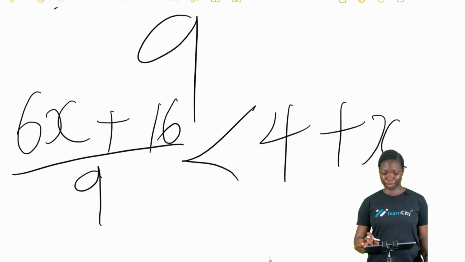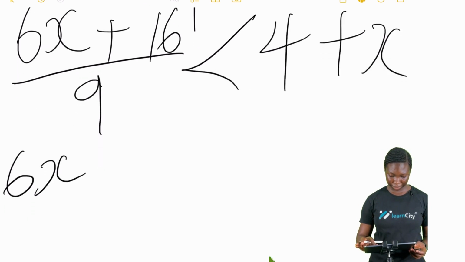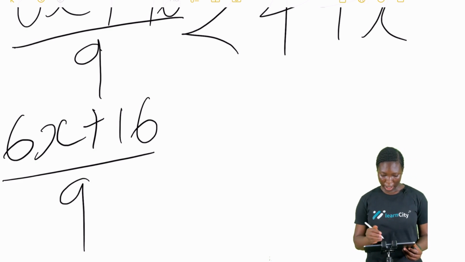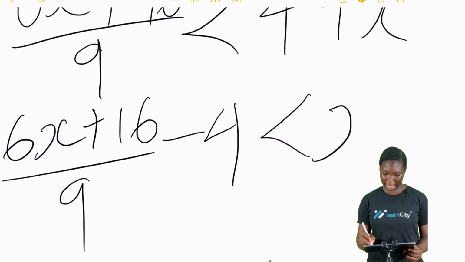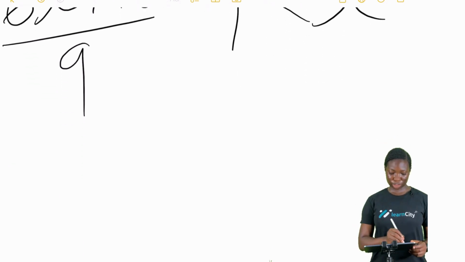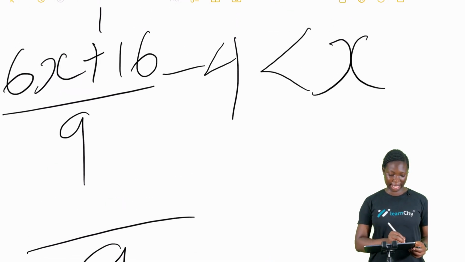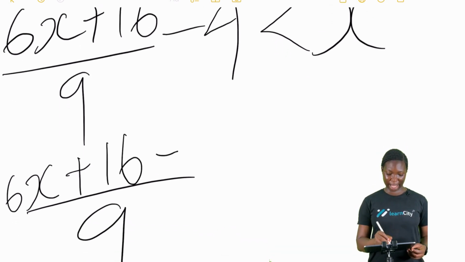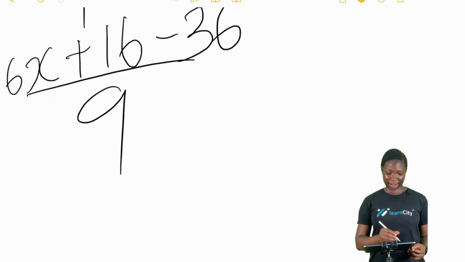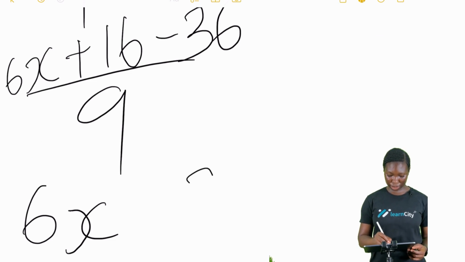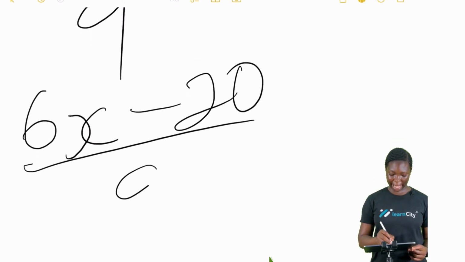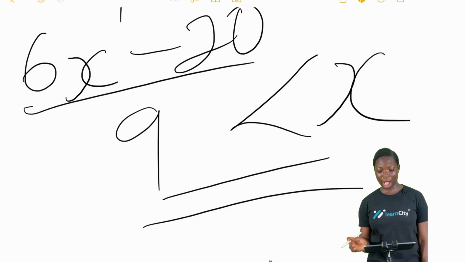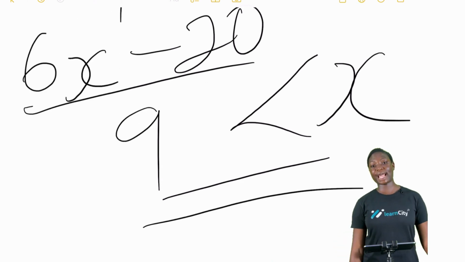So we subtract 4 from both sides. So we have 6x plus 16 over 9 minus 4 less than x. So here we have 9, we have 6x plus 16, and we have minus 36. So we have 6x minus 20 over 9 is now less than x. So this is our answer. We have 6x minus 20 over 9 less than x.